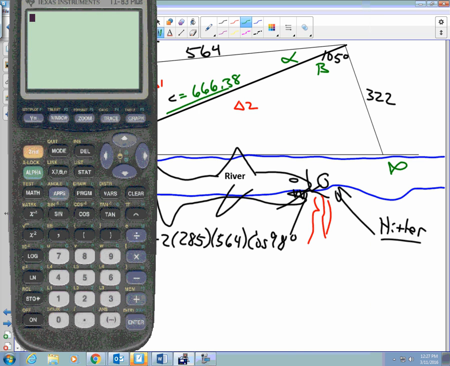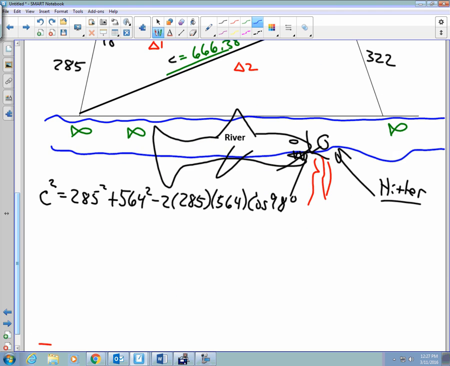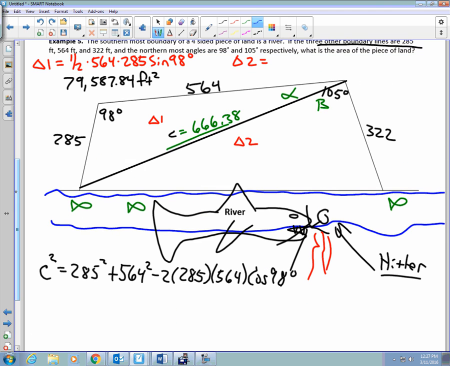All right, it's okay. Now, what do I do? What do I have to find now? I got to find beta. Before I find beta, what do I have to find? Yeah, I got to find this angle right here, right?